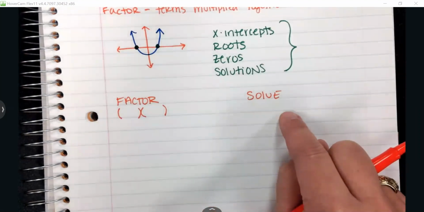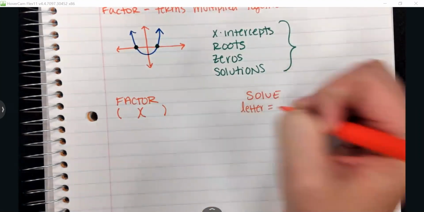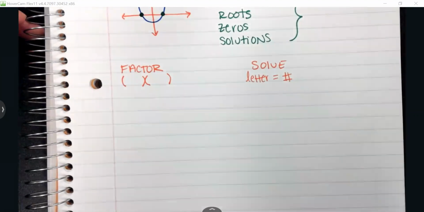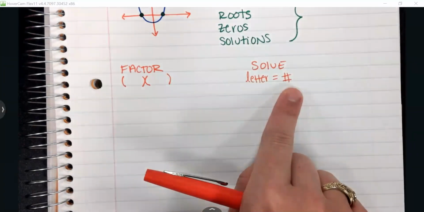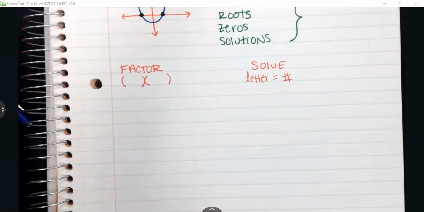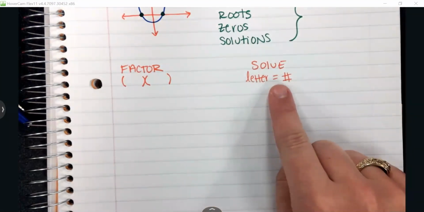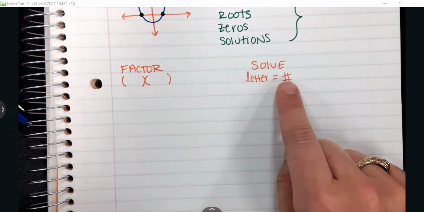If I am solving, my answer has to have a letter equals number. For example, x equals 4, z equals -2, a equals 1. So that's the difference between factoring and solving. Now, when you are looking at a problem, how can I tell if I'm factoring or solving? If my answer needs an equal sign, my problem has to have an equal sign.